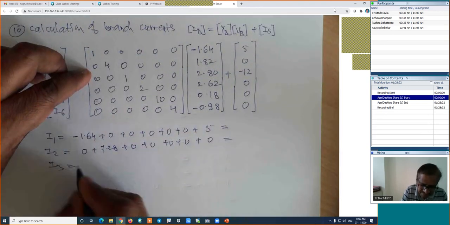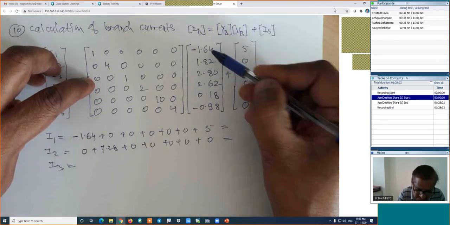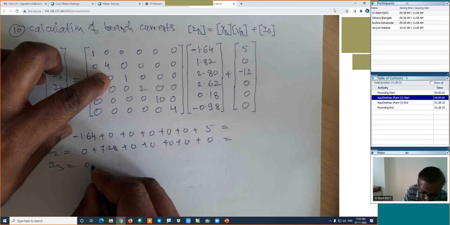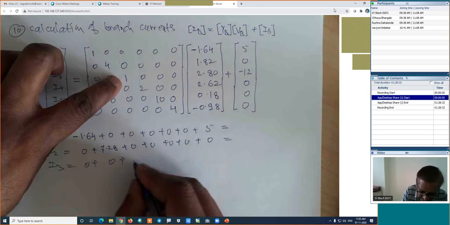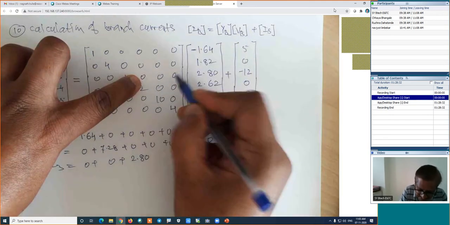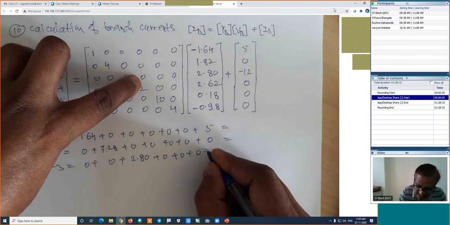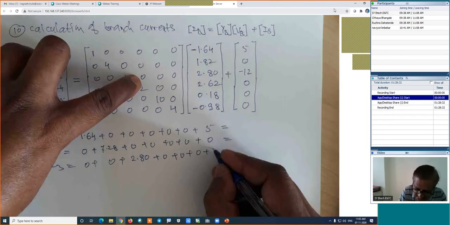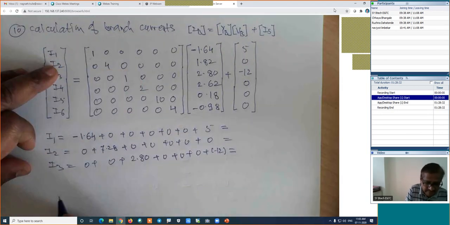The third, I3. This third row into this column. This 0 into this value will be 0. Here it is 0 plus 0 plus. This 1 into 2.80 is 2.80. Plus this 0, this 0, this 0. It is plus 0 plus 0 plus 0 and a plus, what is this value? Minus 12. This minus 12, which is equal to the I3.